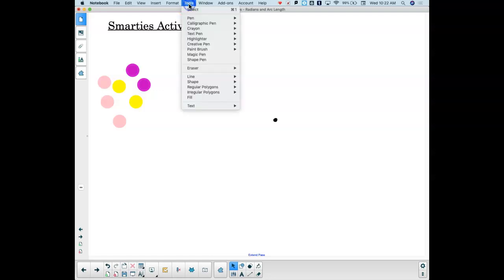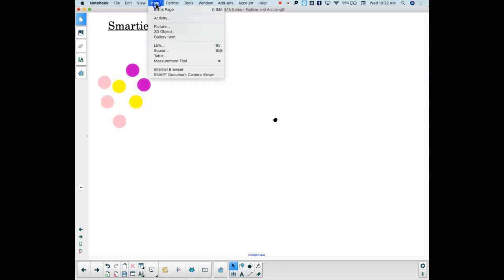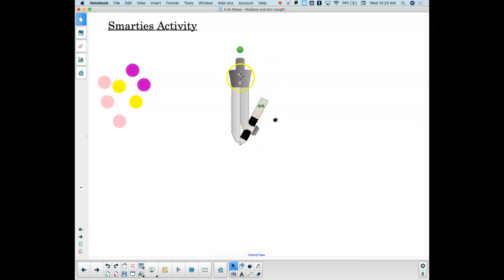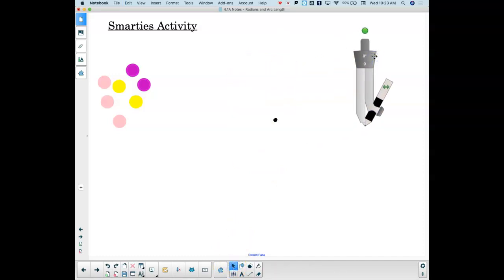Let's see if I can do this now. Tools, insert. What do I want to insert? Where did my thingy go? Oh, I don't want that. I just had to find my compass.